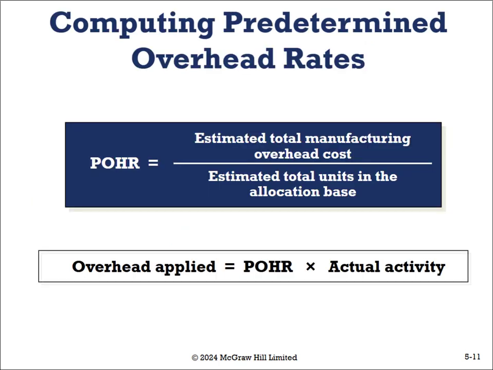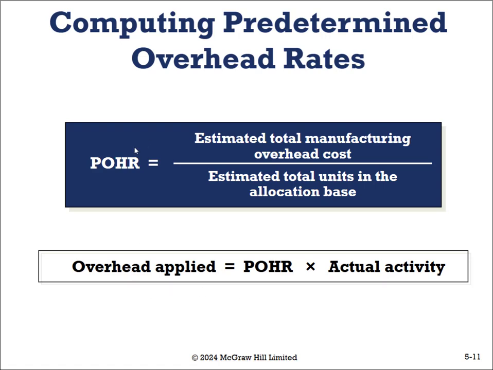We have a number of different ways in which we do this. The process is twofold. First, we determine our predetermined overhead rate, our POHR, and then we find our overhead applied. This is our best guess of what overhead we're going to apply to each job throughout the month. So we find our predetermined overhead rate, plug it in there, and then we get our overhead applied.